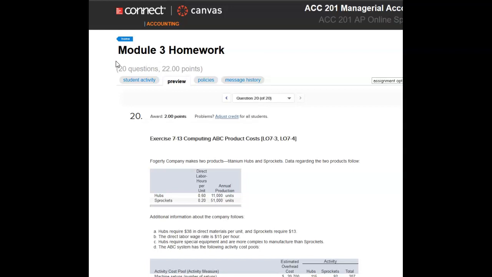I wanted to show you how to work through question 20 of your Module 3 homework. Now your problem will be exactly the same, all the same wording, except for different numbers. So use this as an example to see how it's done. Then go back to your problem and work with your numbers, and hopefully you'll get the correct answer.